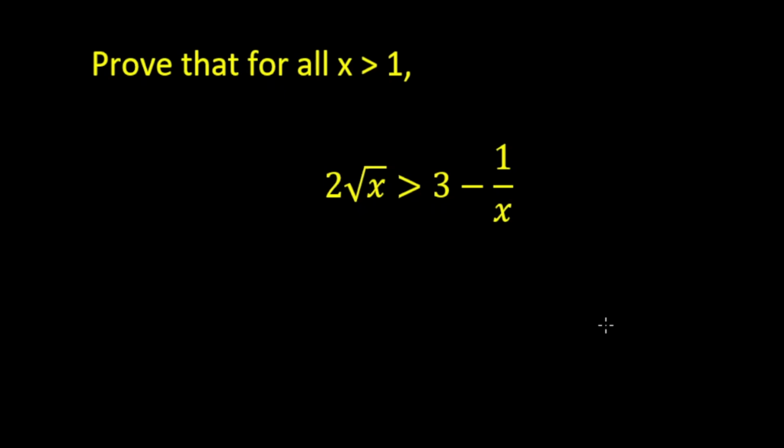Let's prove this inequality. The question is, prove that for all x greater than 1, 2 square root of x is greater than 3 minus 1 over x. So how do we do this? Let's use the AM-GM inequality to prove this.